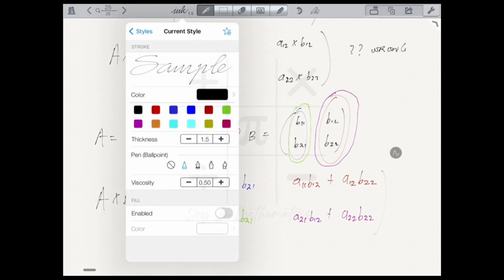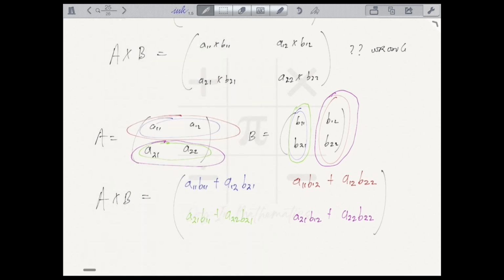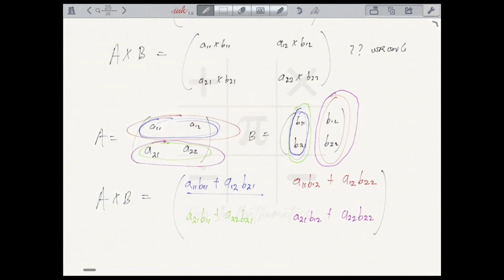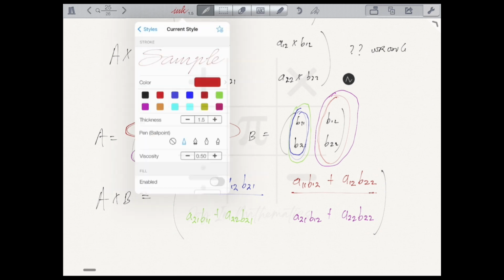Let's start with the first row and the first column. That means we are multiplying the first row of matrix A by the first column of matrix B. Likewise, when we want the result for the first row and the second column, that means we are taking the first row of matrix A and the second column of matrix B.